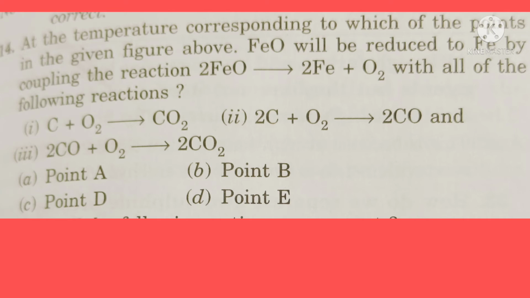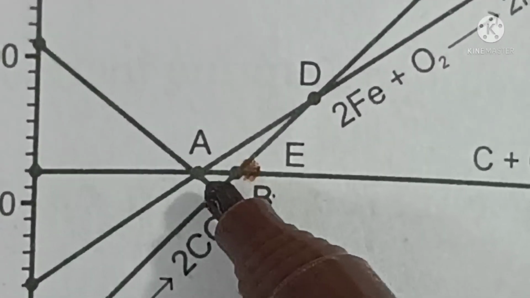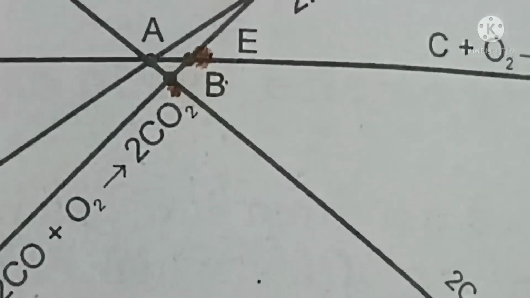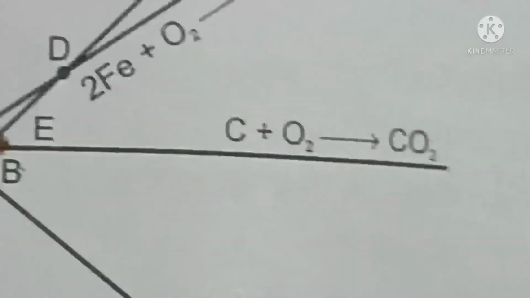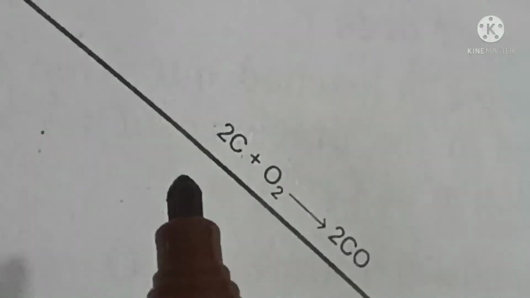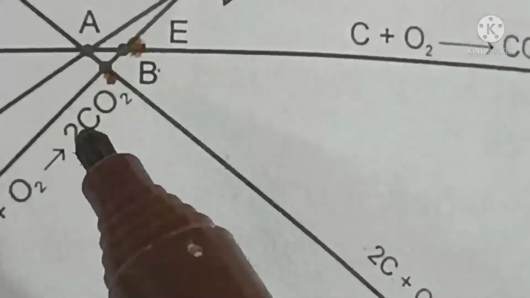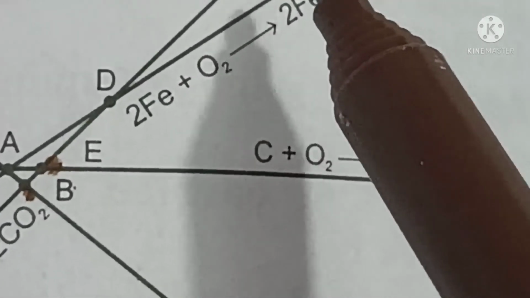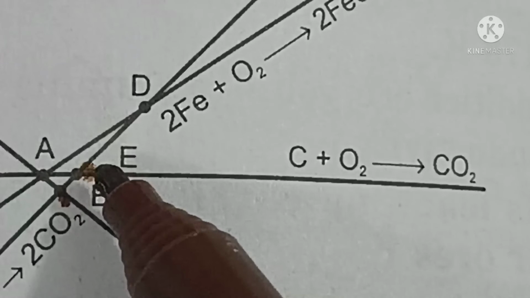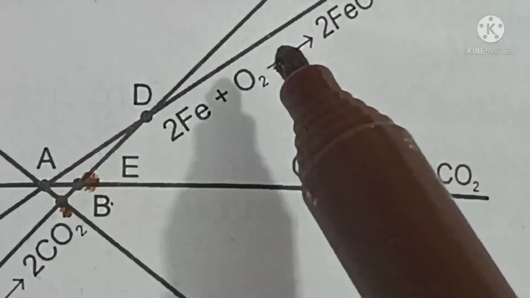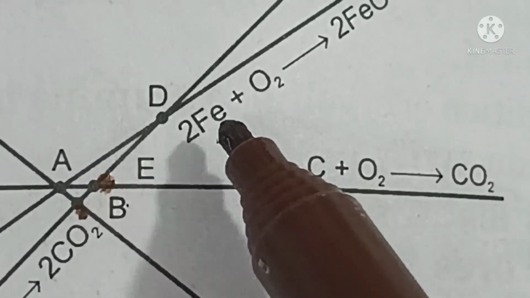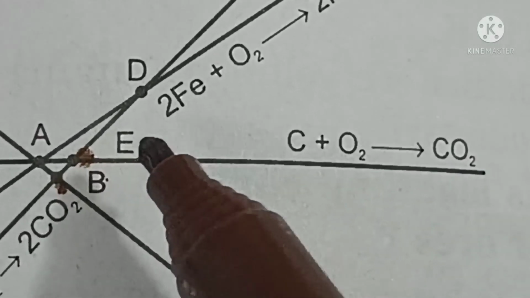At the temperature corresponding to which of the points in the figure above, iron oxide will be reduced to iron by coupling the reaction with carbon to carbon dioxide, carbon to carbon monoxide, and carbon monoxide to carbon dioxide curve. So we can see that at the point B and E, the curves for carbon monoxide to carbon dioxide, carbon to carbon dioxide, and carbon to carbon monoxide lie below the curve iron to iron oxide. So at these points B and E, these can be used as reducing agents to reduce iron oxide to iron. So answer is point B and E.